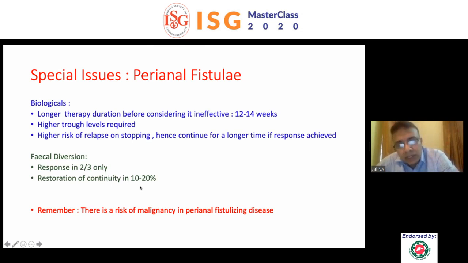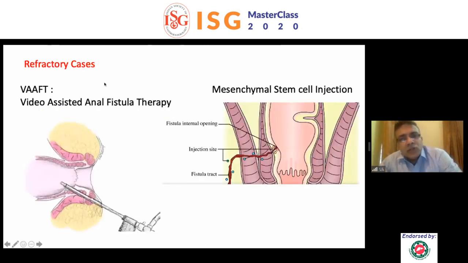So the restoration of continuity once you've done a fecal diversion is there in only 10 to 20 or 30%. So you have to be very careful and aware when you do a fecal diversion. It's only a temporizing measure. Remember, there's a risk of malignancy in perianal fistulizing disease. In other refractory cases, you can go for video-assisted anal fistula therapy or mesenchymal stem cell injection. These are available in one or two centers in India. At AIIMS, both these facilities are now available.